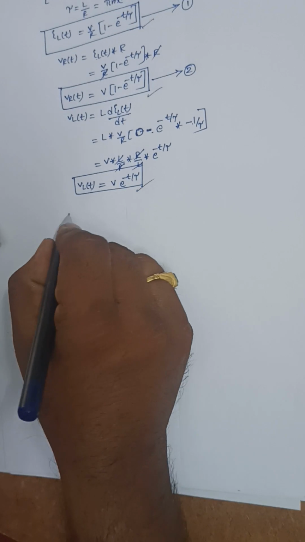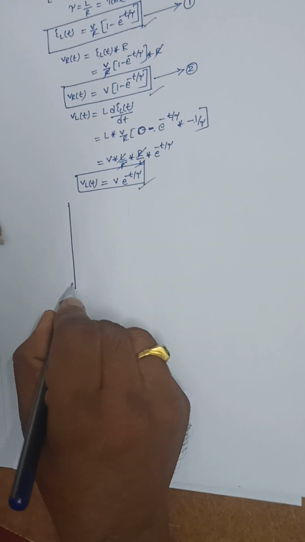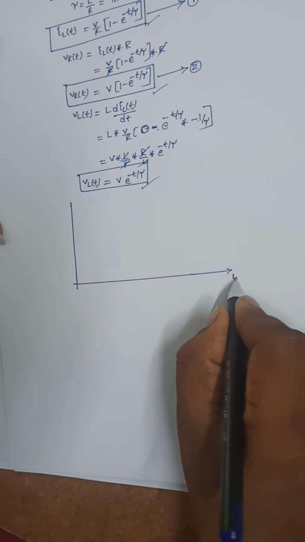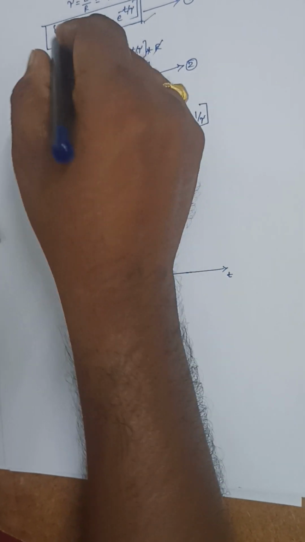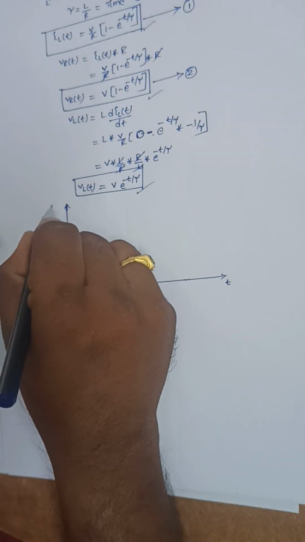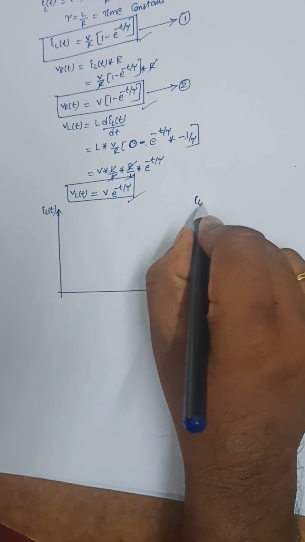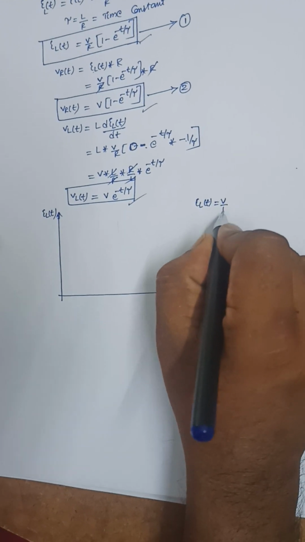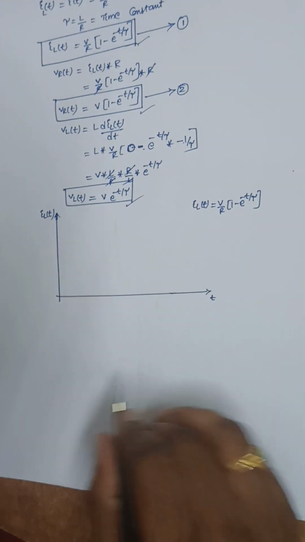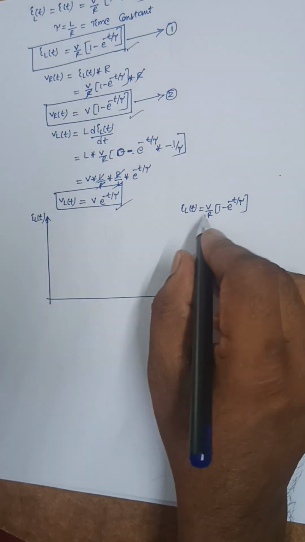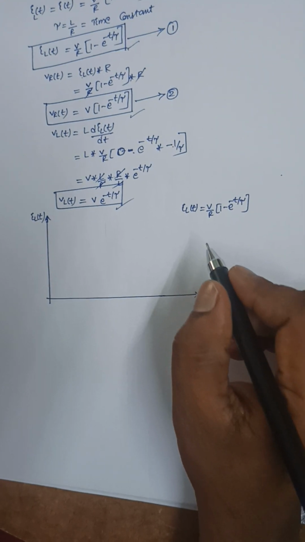Now I am going to draw IL of t curve with respect to time. With respect to time, how will be the value of this IL of t? What is IL of t? IL of t is equal to V by R into 1 minus e power minus t by tau. This is the expression for finding the current flowing through the inductor in an RL series circuit.